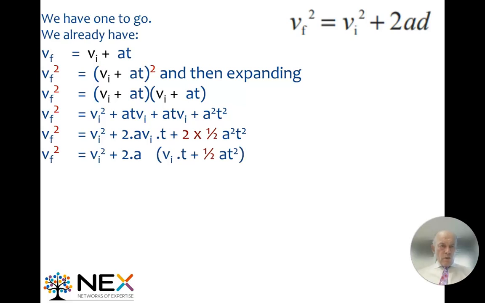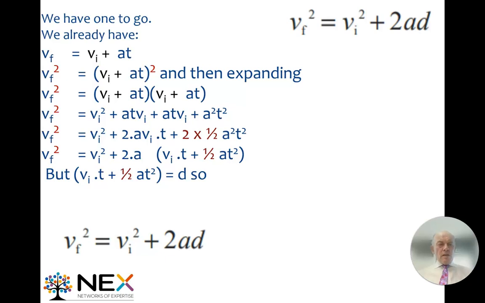I have Vf squared is Vi squared, plus 2a as a common factor, times Vi t plus a half a t squared. However, we've already figured out that Vi t plus a half a t squared is equal to d, or in the old symbol system s. So we can have Vf squared is Vi squared plus 2ad, or v squared equals u squared plus 2as. And that's another pause point.